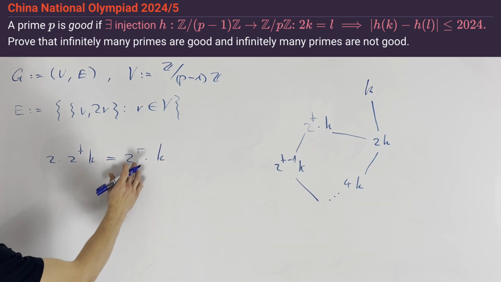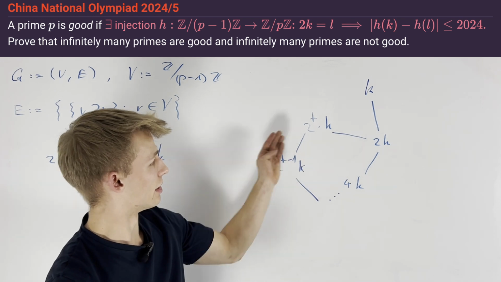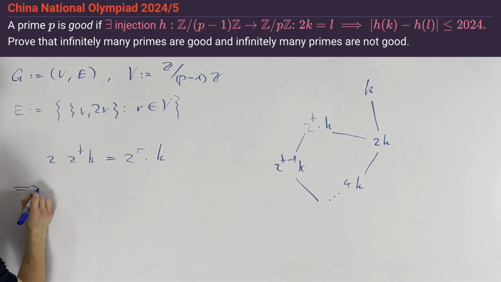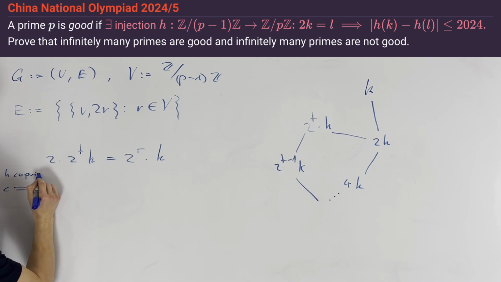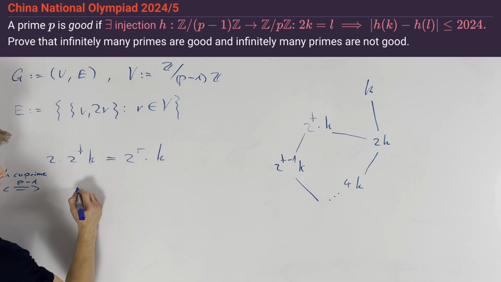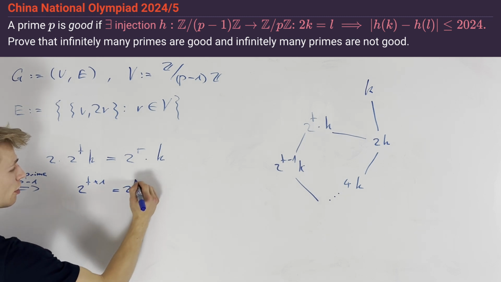And here 2 to the power of r times k should be the vertex where the circle gets closed. For convenience, let's at first consider the case that k is co-prime to p minus 1. And in this case, this equation here is equivalent to 2 to the power of t plus 1 equals 2 to the power of r.